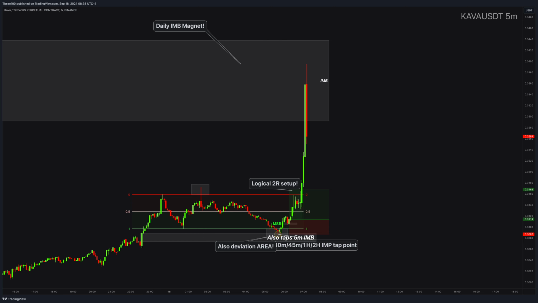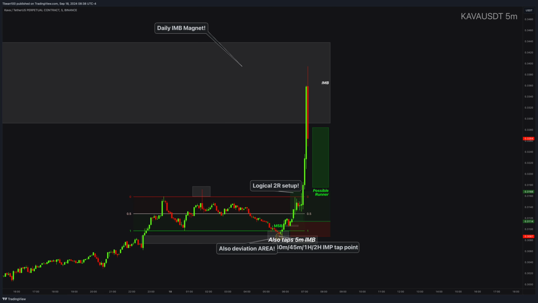Get in and out without any greed. Rest of the journey is for only runners. I have no idea, zero idea, if the price would run to the daily imbalance or not. No one in the world knows the future. I have no idea. My job is, as a day trader, getting in and out. That's it. Okay friends, I hope that this video was educational. See you next time, and please take care of yourself.